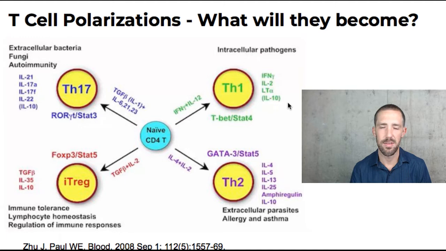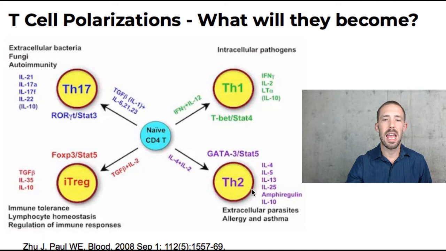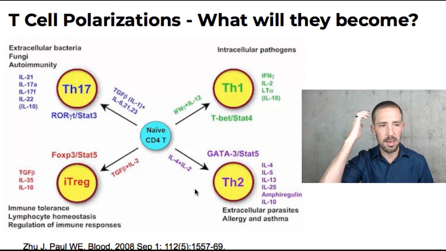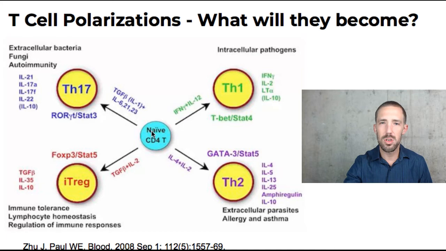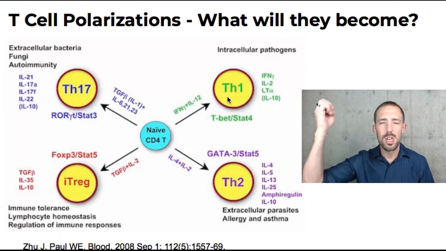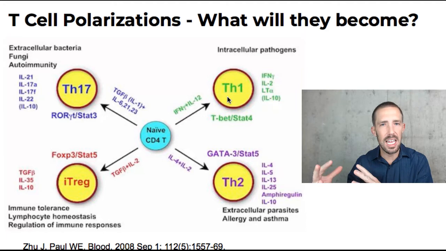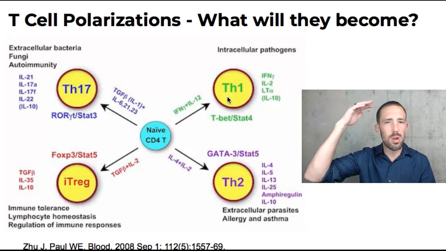Th2, right below it, they fight things like extracellular parasites. So anytime that you have a parasite, it causes more of these kids to become this type of military branch. Let's say these parasites are kind of like something attacking us by sea. So all of these young kids, they all want to be soldiers. They're all becoming Navy men and women, and none of them are becoming Air Force men or women. So that leaves us more susceptible to an airborne attack because all of our defenses are going to the sea. We're putting all our eggs in that basket, and so it's leaving us susceptible to an airborne attack.